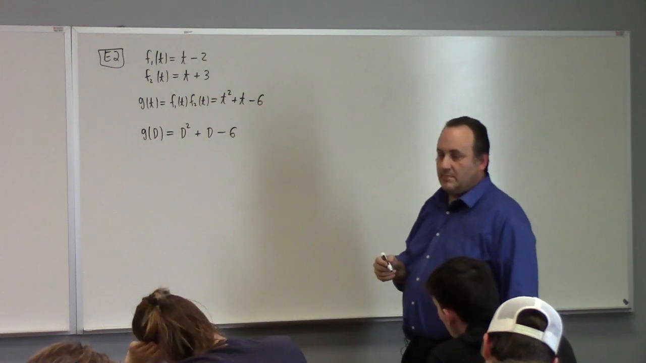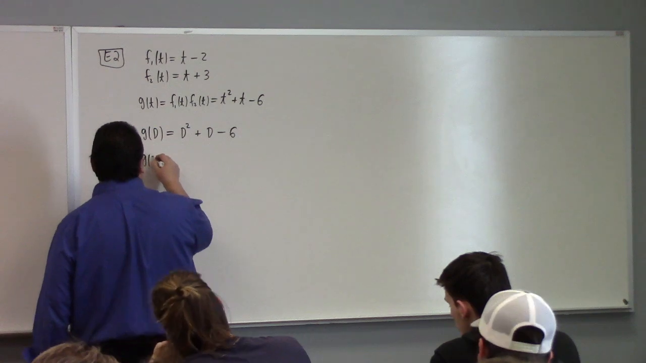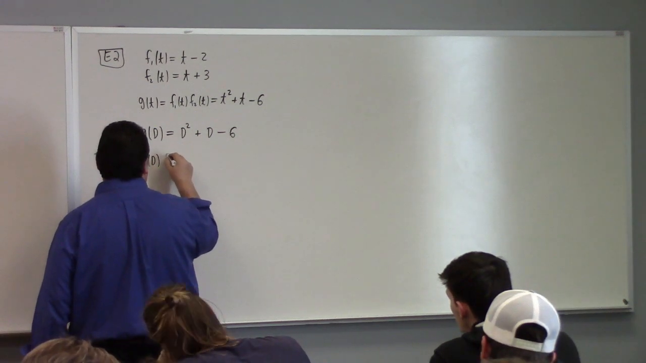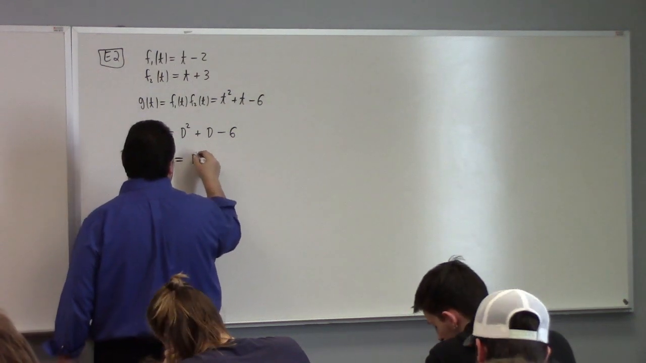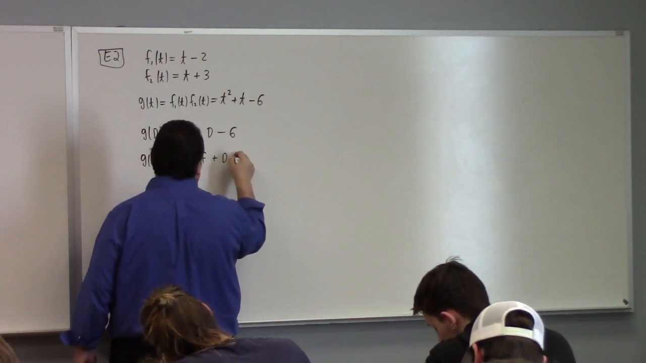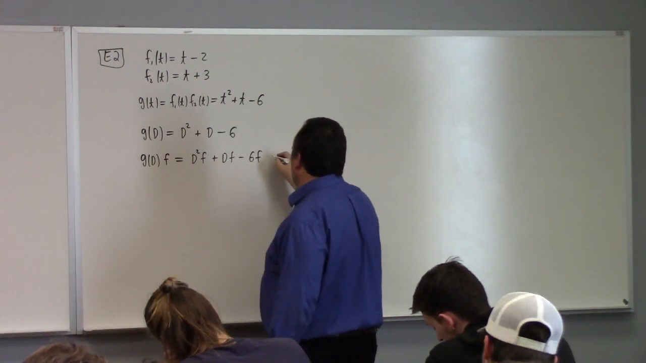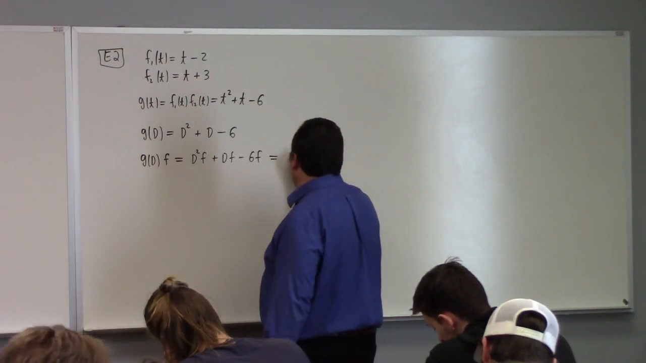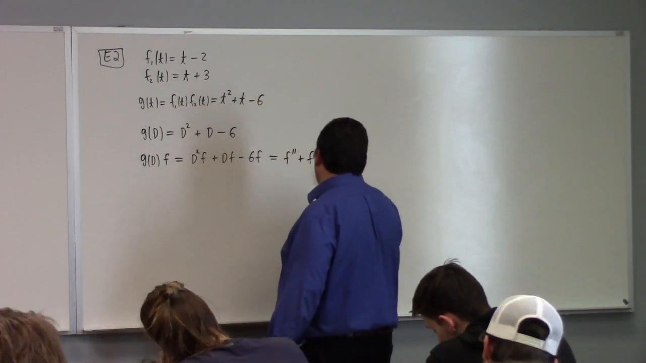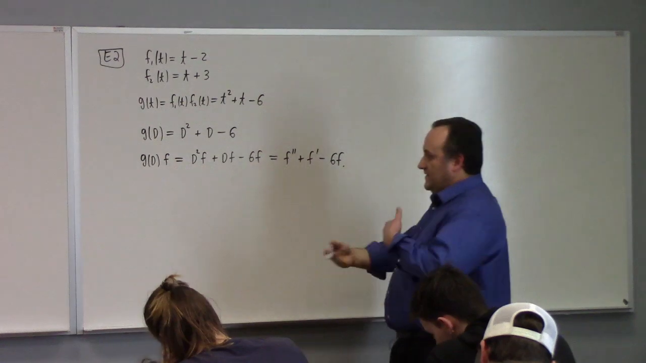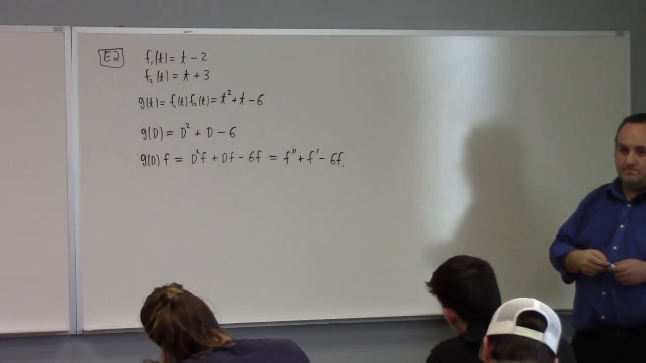Okay? So if we let this act on a function, then that gives us d squared f plus df minus 6f, which in prime notation maybe makes it more concrete for you guys. f prime prime plus f prime minus 6f. That's what we get from g of d acting on the function, right?